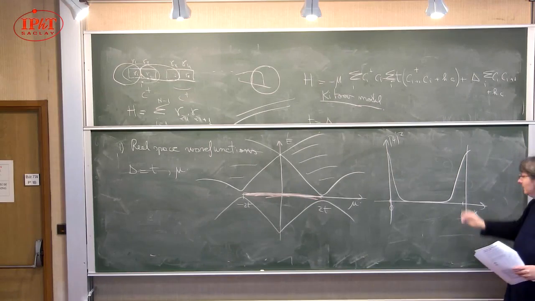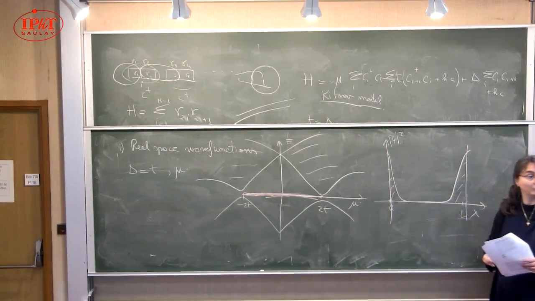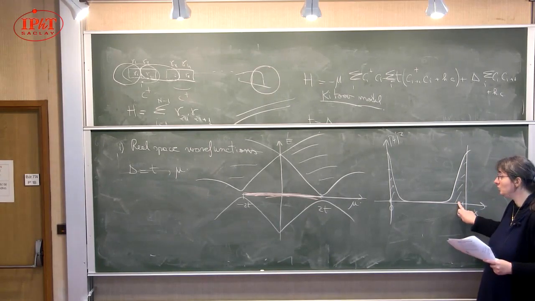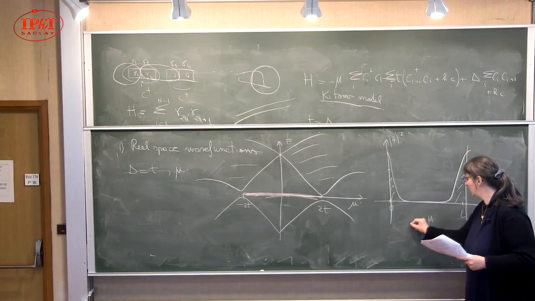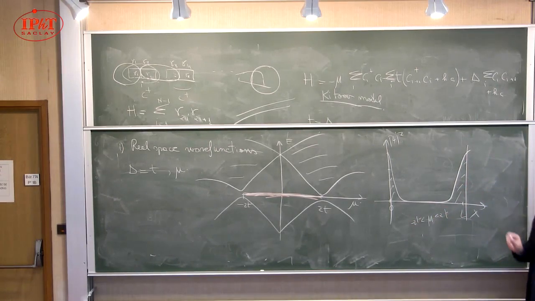I'm going to have high intensity close to the ends of the wire. I'm going to have states which are localized on the ends. Here, I'm not talking about edge states since this is a 1D system. I'm talking about ends, basically end states. So I see that for mu between minus 2t and 2t, I'm going to have end states.